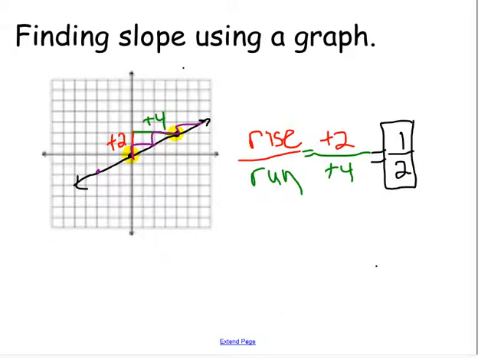They would have all given you the same result. Another thing that I can do is go down 2, so that's a rise of -2, so I have -2 over a run of -4, which also gave me the slope of 1/2.